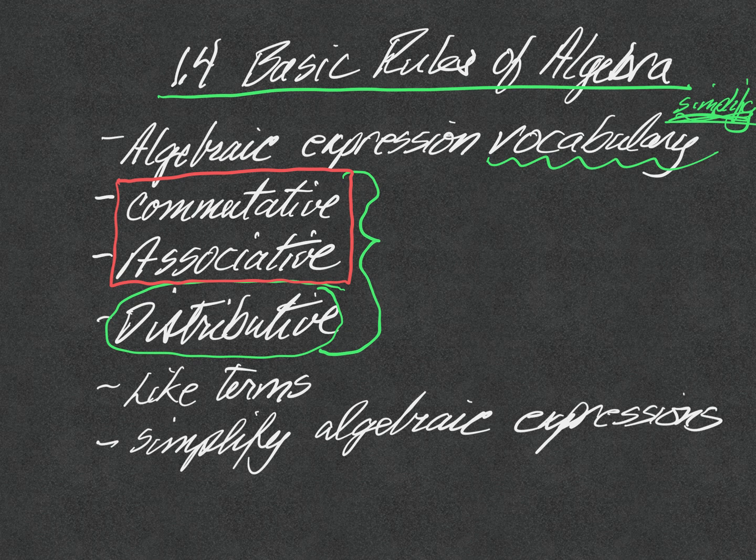And then finally, we're going to end up with like terms. And once we define like terms, we can then begin to do the first situation of simplification, which is simplifying algebraic expressions. And I'm going to use like terms, and I'm going to connect it back to basic arithmetic. And I'm going to show you that you've known this all along.